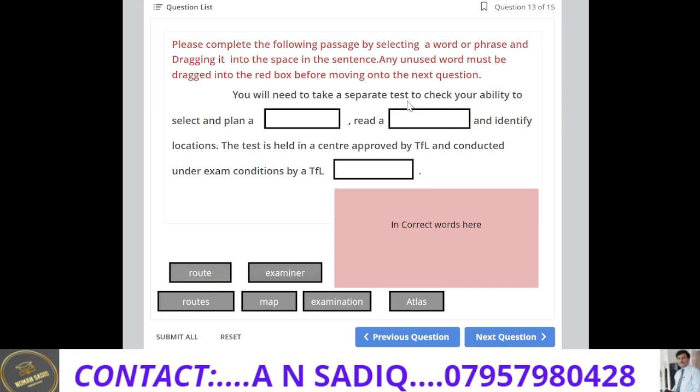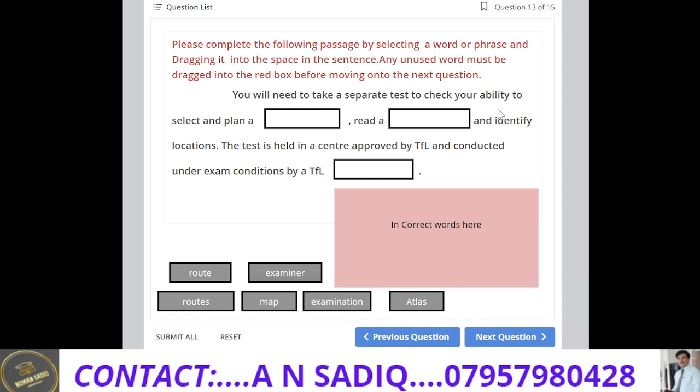You will need to take a separate test to check your ability to select and plan a gap. The gap indicates that there should be a single word here. Read it again. And identify locations. The test is held in a center approved by TFL and conducted under exam conditions by TFL. Again there is a gap. So you need to take a separate test. He is actually talking about a topographical test.